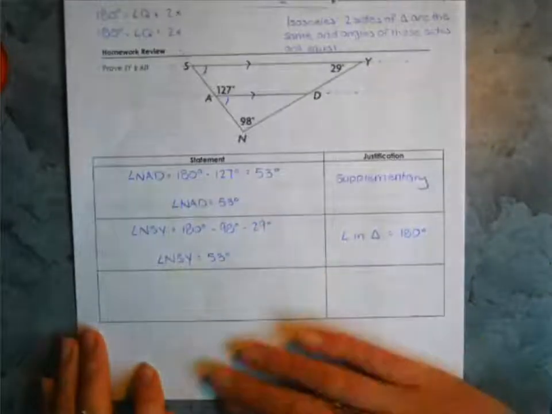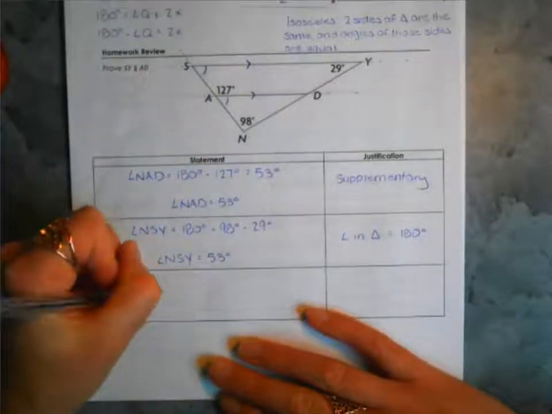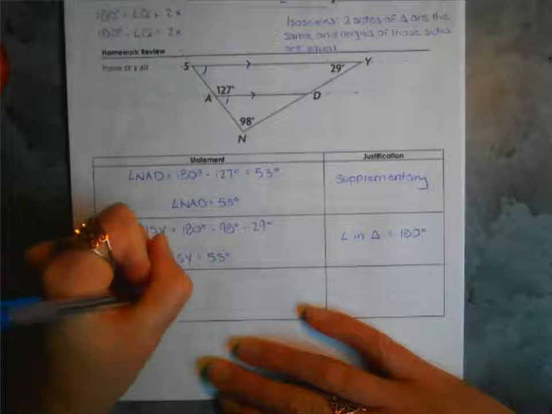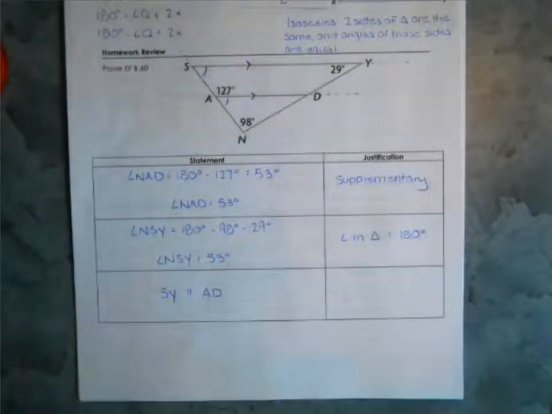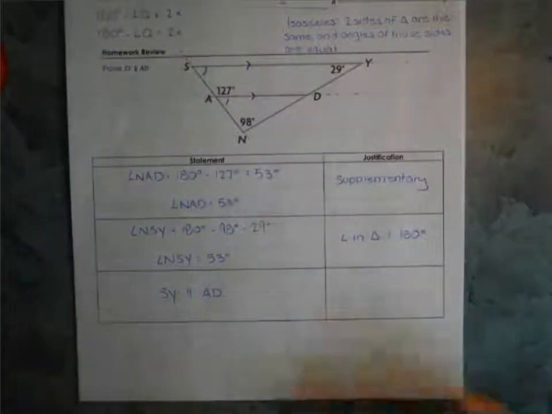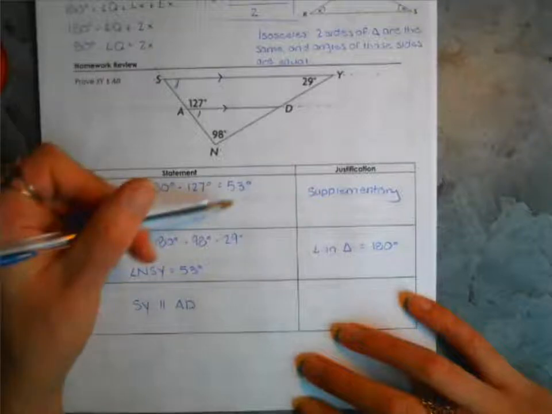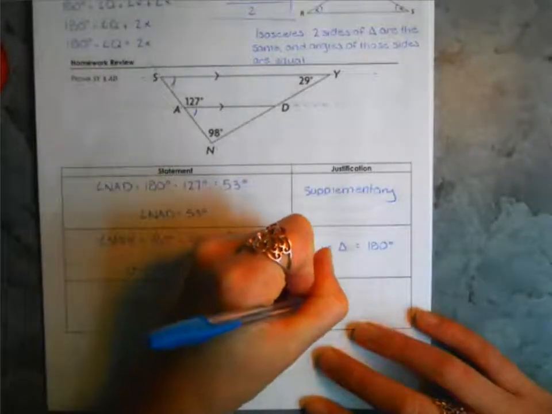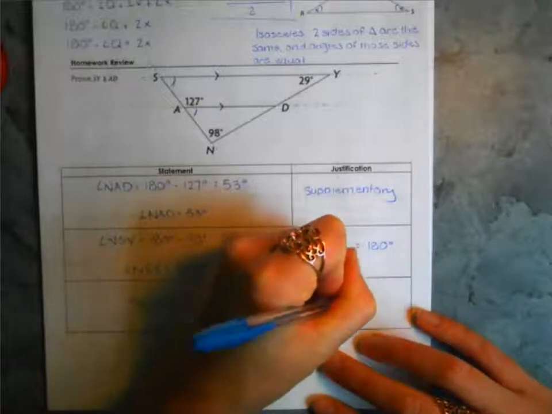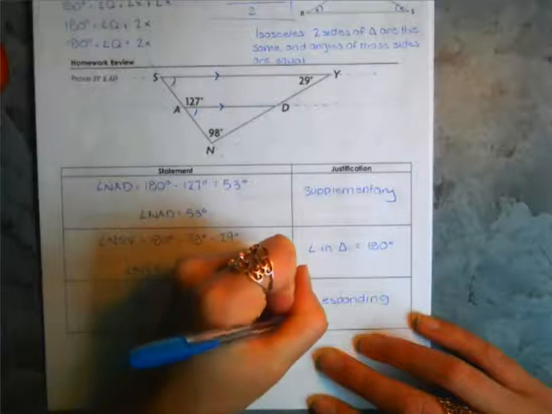Okay, so now my last statement should include what they're asking us to prove, which is that SY is parallel to AD. And so we can say that because of these two angles being equal, they're both 53 degrees, we can say corresponding angles are equal.